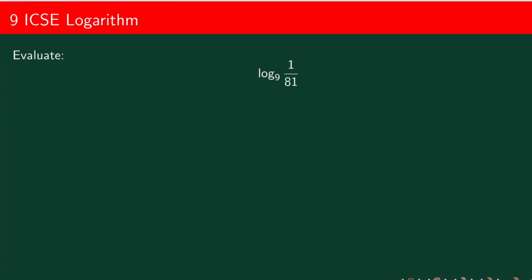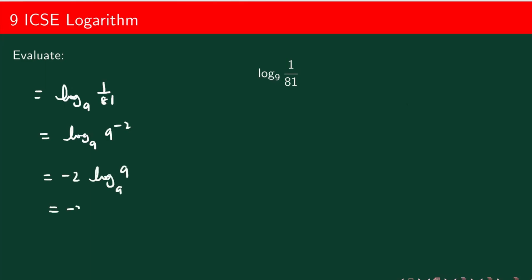So this is log to the base 9, 1 over 81. You know that 81 is 9 squared, and it is 1 over. So 9 raised to minus 2. And that gives you negative 2 as an answer. So what we are basically trying to do is, this is log of A to the base B. We will try to write A as B to some power. That makes it easier to solve.